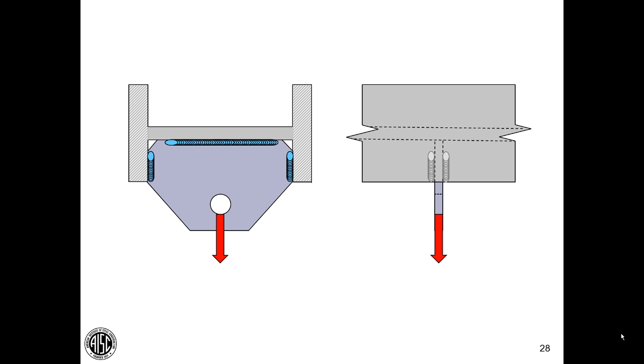Now, I hope that you can see that even though we have a substantial weld to the web, most of that load is going to be transferred into these two vertically oriented fillet welds because they're trying to go into the member that lies parallel.